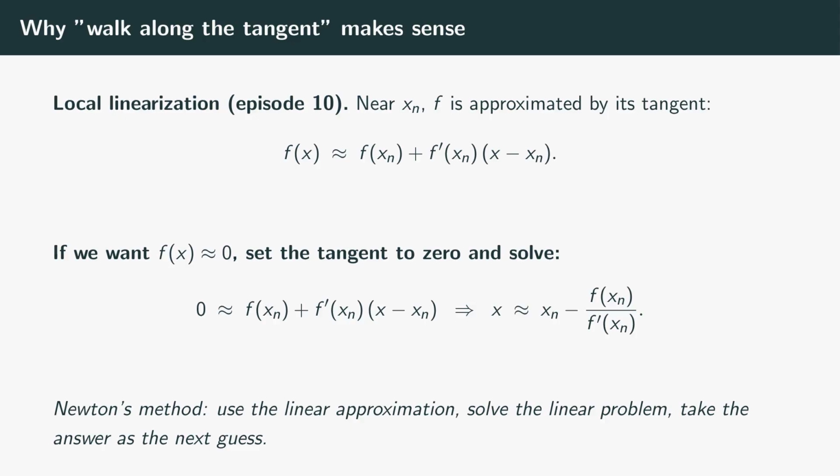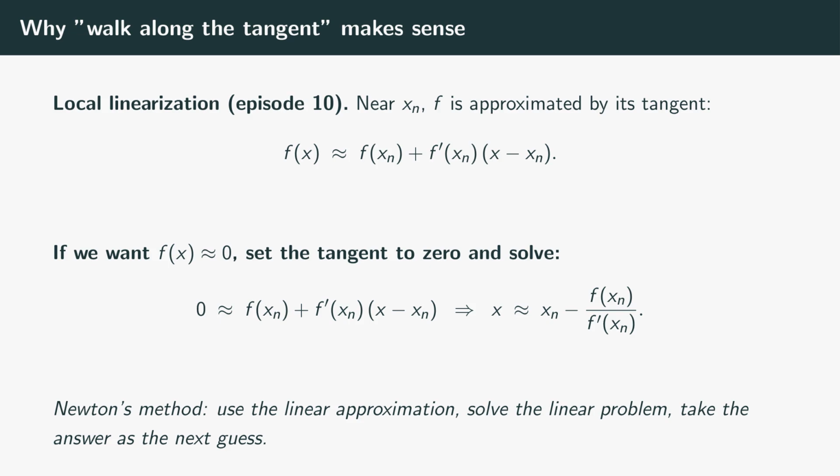One more way to see why this works, connecting it to ideas we've already built. Back in episode 10, we introduced local linearization. Near a point x sub n, the function f is well approximated by its tangent. F of x is approximately f of x sub n plus f prime of x sub n times the quantity x minus x sub n. That's the linear approximation, the first 2 terms of the Taylor series.